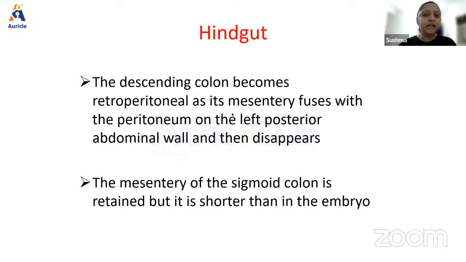The descending colon becomes retroperitoneal as its mesentery fuses with the peritoneum on the left posterior abdominal wall, and finally it disappears. The mesentery of the sigmoid colon is retained, but it is shorter than it was in the embryo.